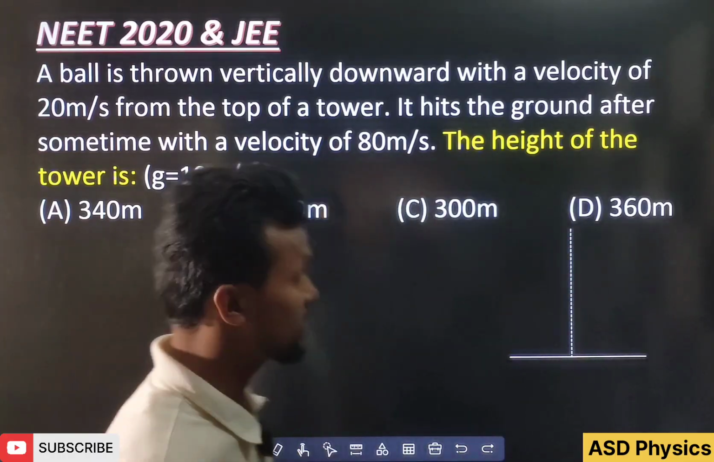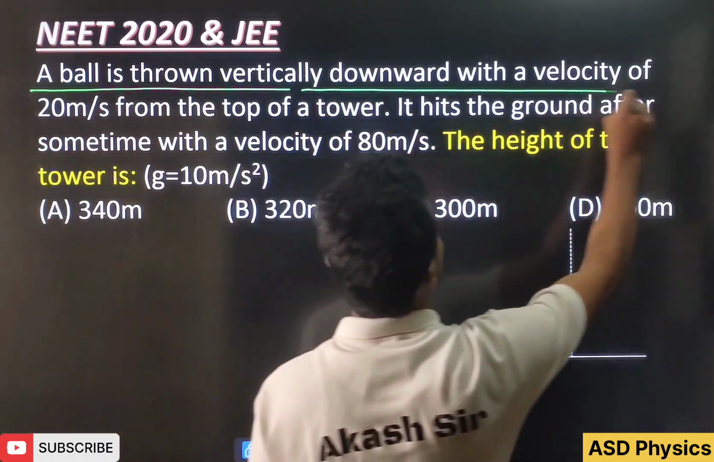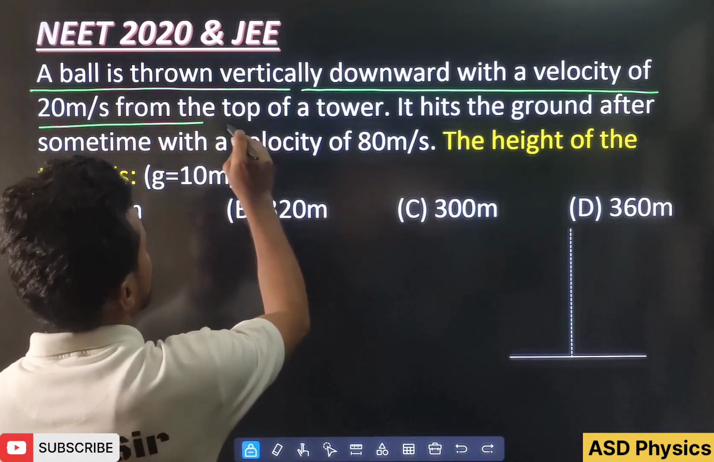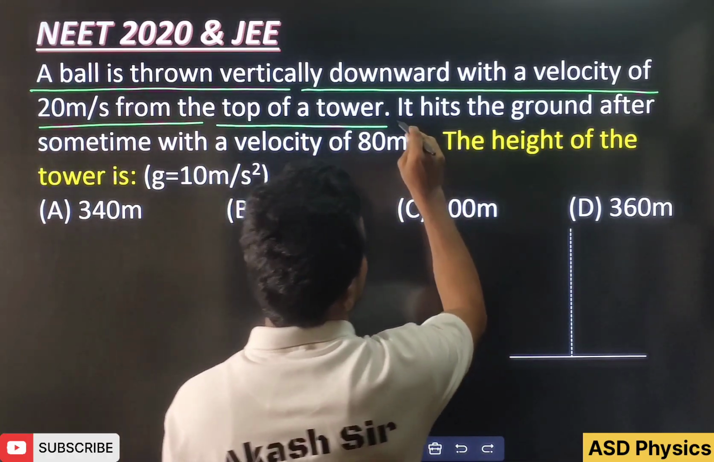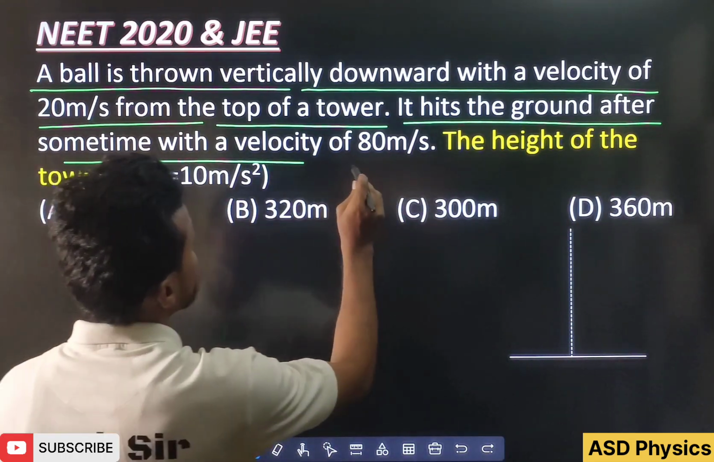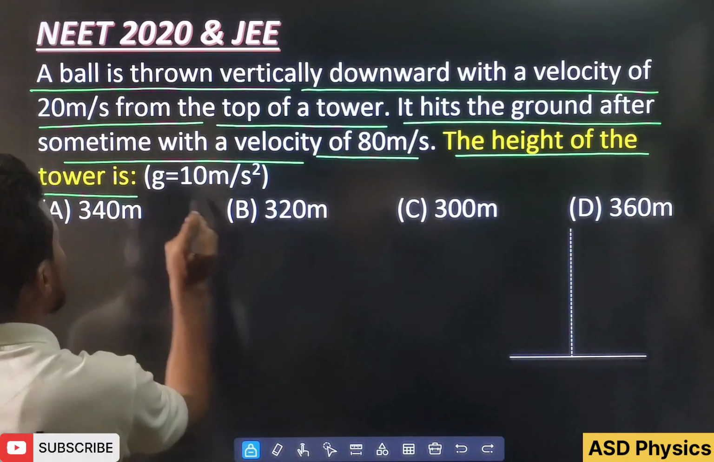Okay, so the first question is: a ball is thrown vertically downward with a velocity of 20 meter per second from the top of a tower. It hits the ground after some time with a velocity of 80 meter per second. What is the height of the tower?